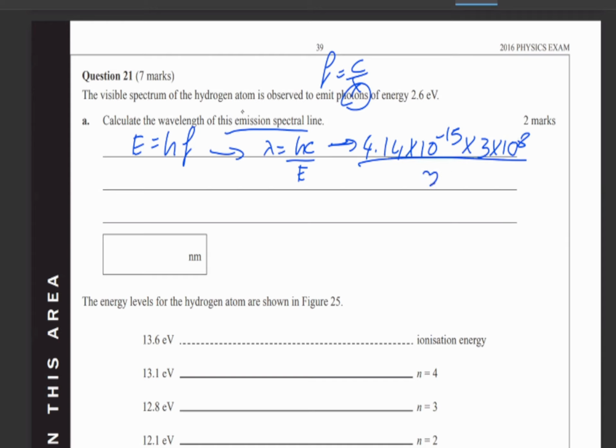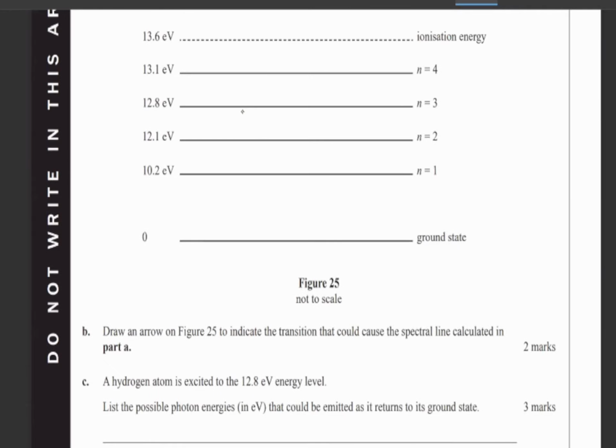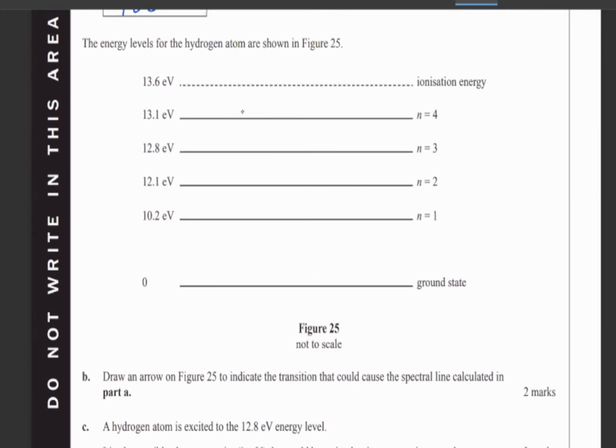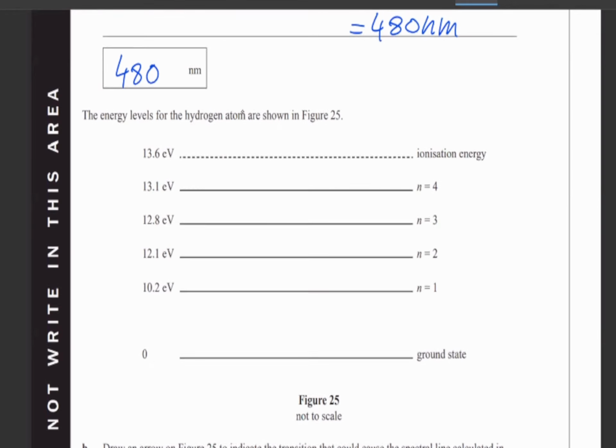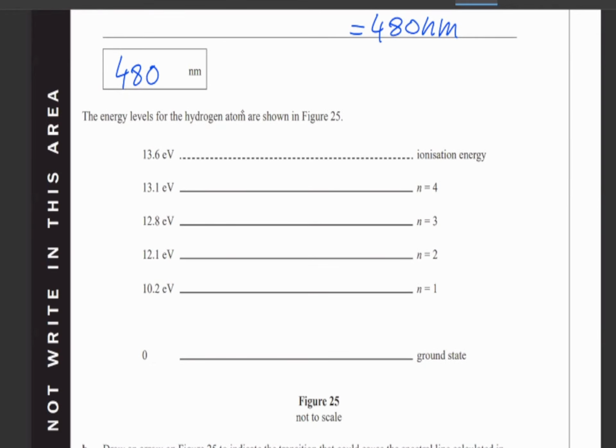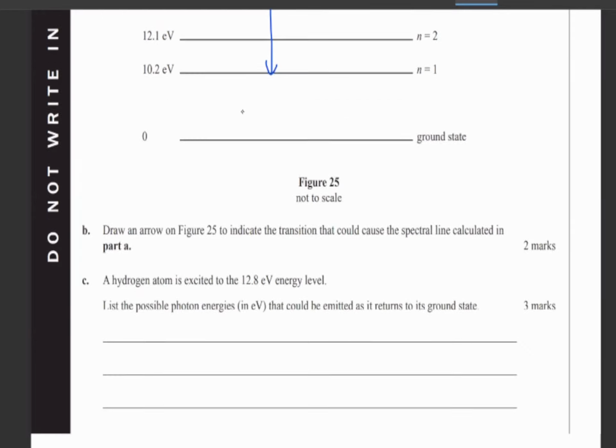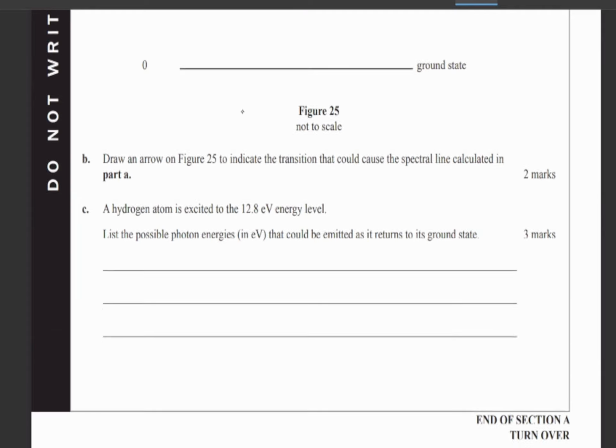Over 2.6, which is going to be 480 nanometers. Draw an arrow. The only one that has 2.6 is from this one to here. And since it's an emission, it's going to go downwards. If it was absorption, it would go upwards.